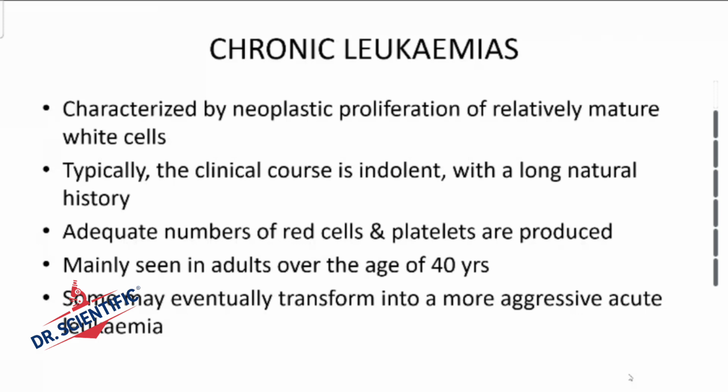So mainly seen in adults over the age of 40 years. Some may eventually transform into a more aggressive acute leukemia. So this is the one that usually ends up causing disease and causing symptoms in the patient, and they may actually transform into acute leukemias.